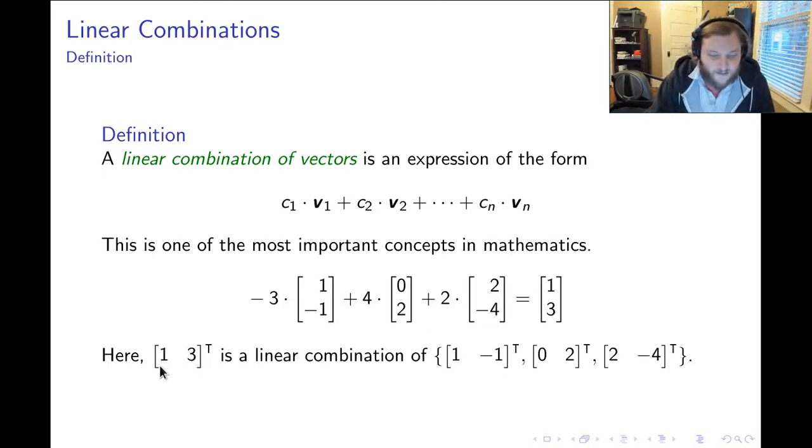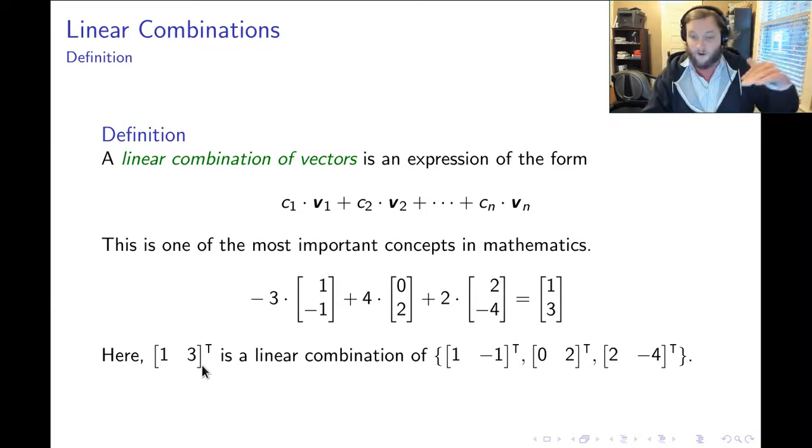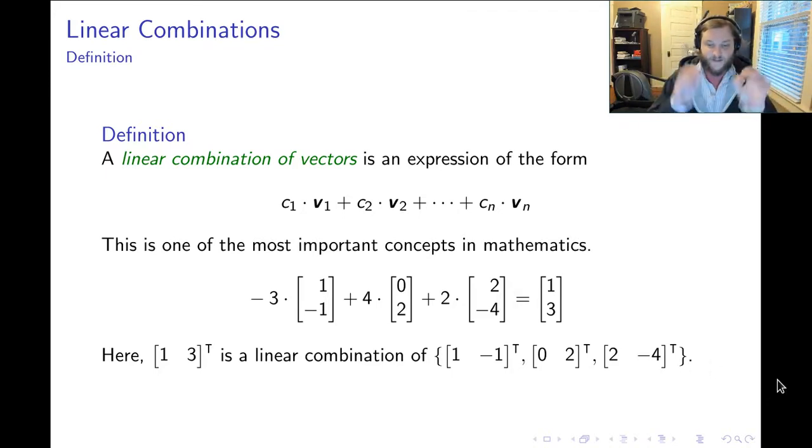So we would say that the vector (1, 3), again, here we're using this transpose notation to more efficiently use our vertical space, is a linear combination of these three vectors, (1, -1), (0, 2), and (2, -4). So to take a linear combination of vectors means to take some list of vectors you're interested in, multiply them all by any numbers you want, and then add all those things up.